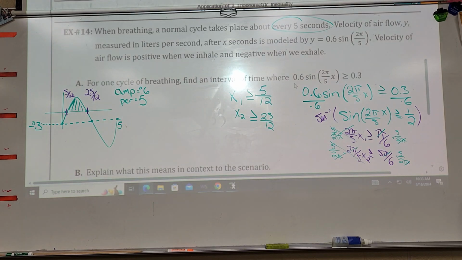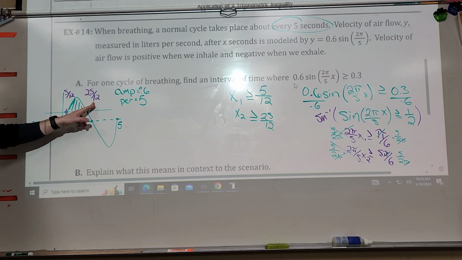Do you know what I'm saying? I don't know which one, x1 or x2. Actually, I need to switch the signs. You have to graph it and look at it. 5/12 is before 25/12, correct? Yeah.